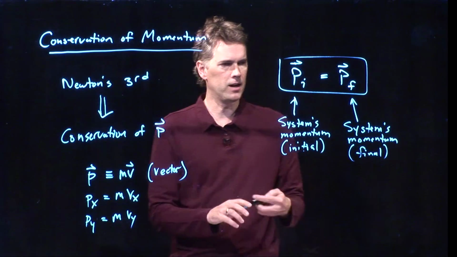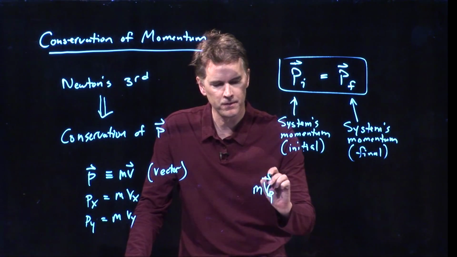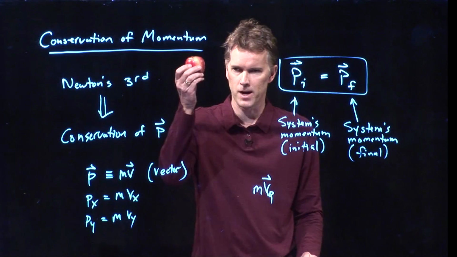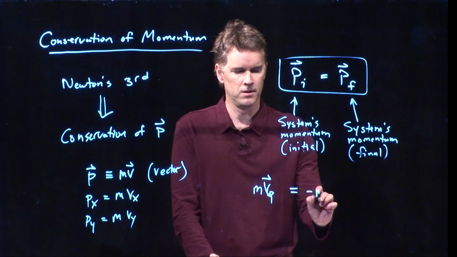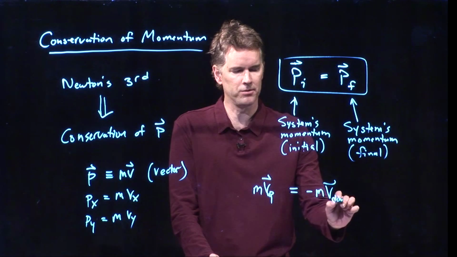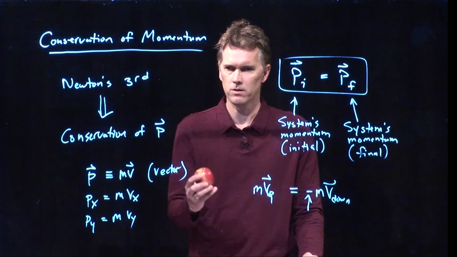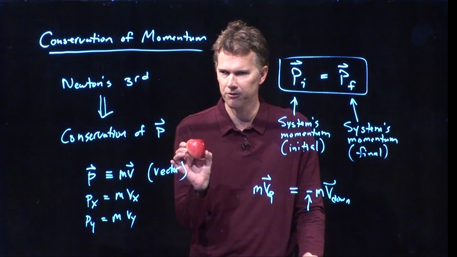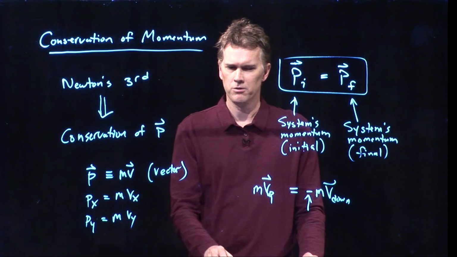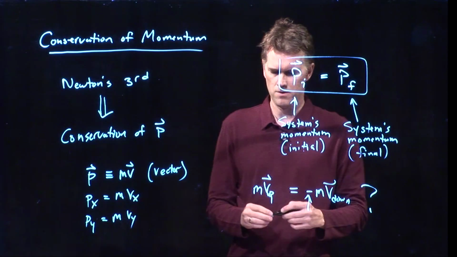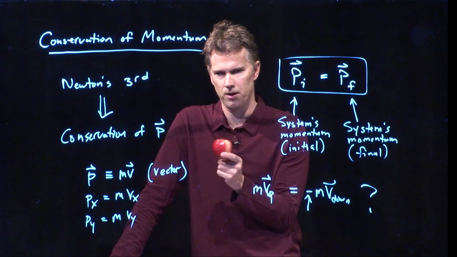Why? Because when I threw the apple up, it was going in the positive y direction. But when it came back down, it was going the opposite direction. There was a minus sign. Momentum of the apple was not conserved. And yet, this whole section is about conservation of momentum. So what are we missing here? What are we missing in this experiment?